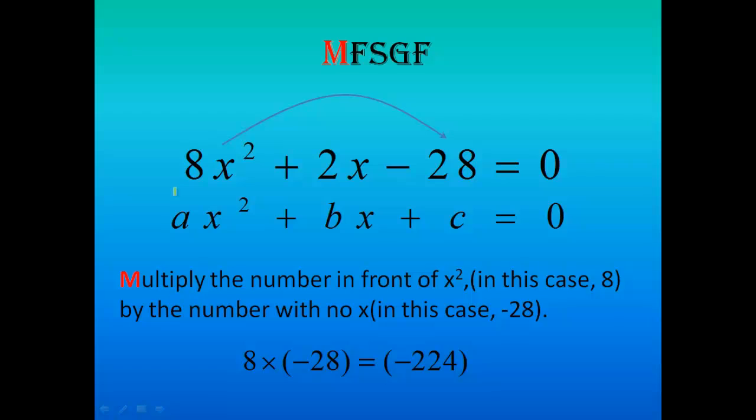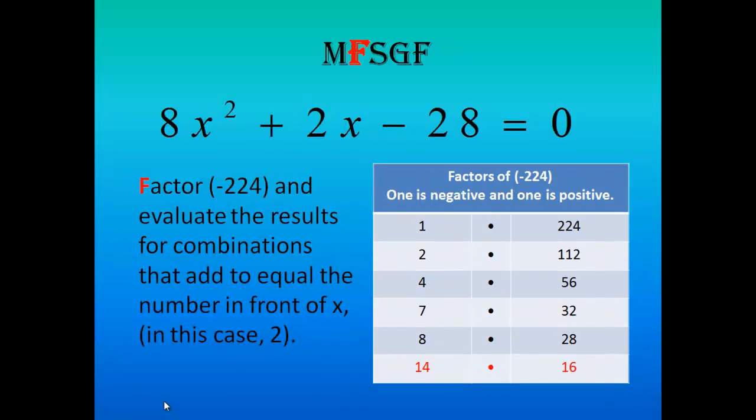Equation here, we're going to look at multiplying the number in front of x squared, which is this 8, by the number with no x, which is a negative 28. So multiply these two terms to give me a negative 224. So that's the multiply. Now we're going to look at factors of the negative 224.